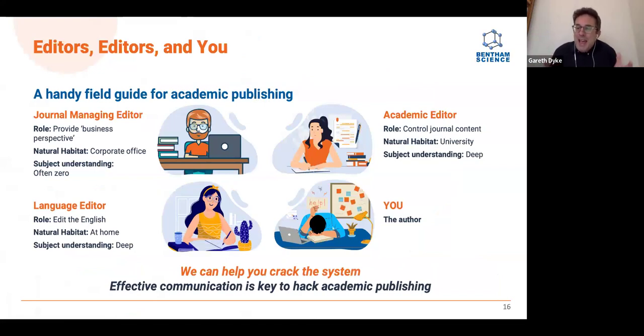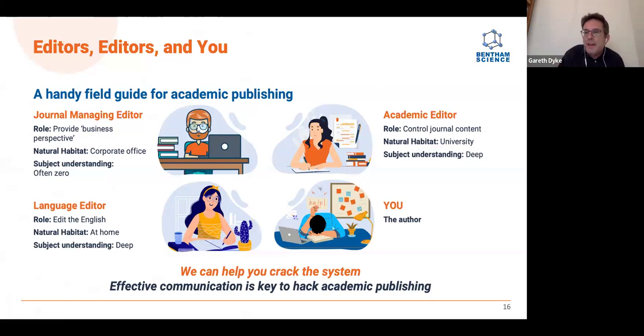One of the main areas in which we find confusion amongst researchers is the concept of what an editor is. So we put together this handy field guide for everybody listening today, because you might interact with lots of different people in the writing and publishing process who are called editors. And there's you, the author, down on the right-hand side. You might meet a language editor who's there to help you work on the English of your paper. You might meet an academic editor who's there to help you manage the submission process.